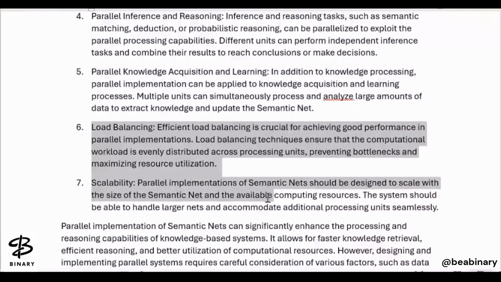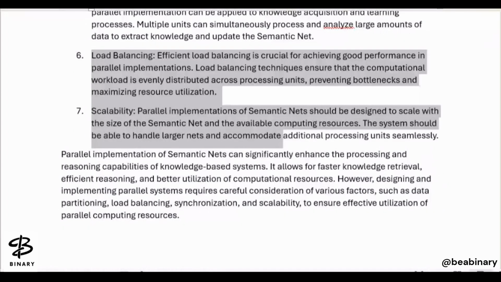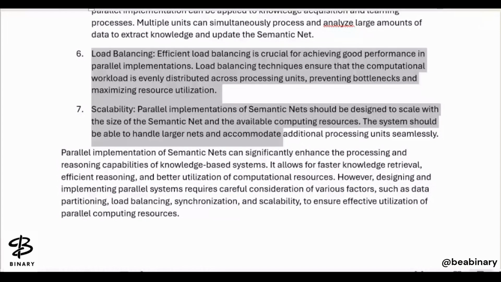Load balancing is crucial in any kind of system to achieve good performance. So in a parallel implementation also, load balancing techniques ensure that the computational workload is evenly distributed across the processing units so that they can work efficiently and good performance will be achieved, preventing bottlenecks and maximizing resource utilization, right? Every time the resource should be available and will be utilized in a proper, efficient manner.